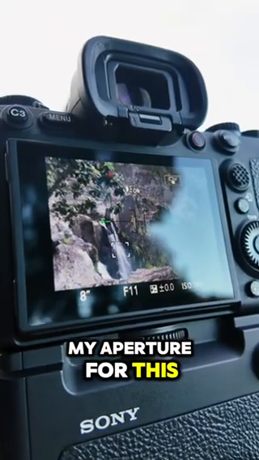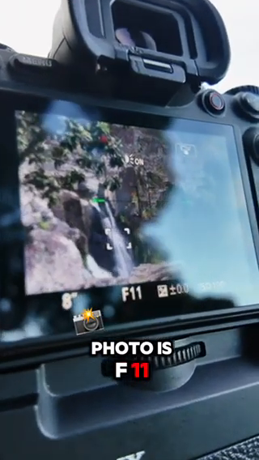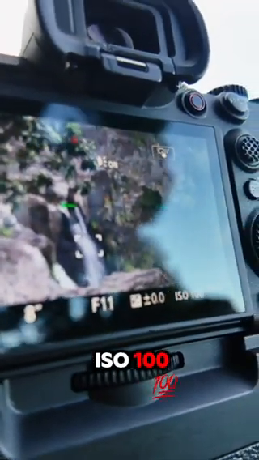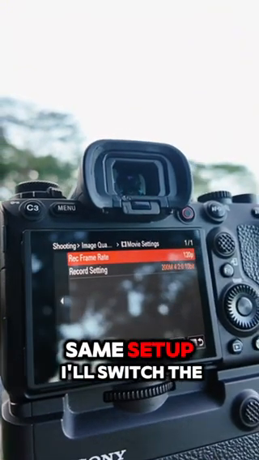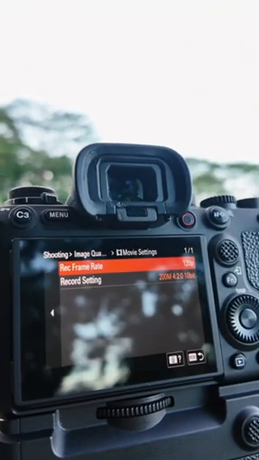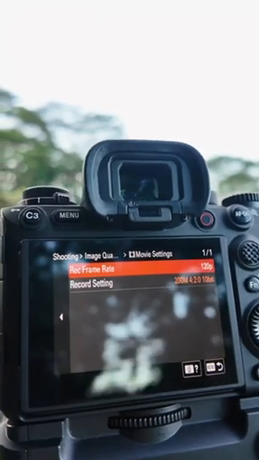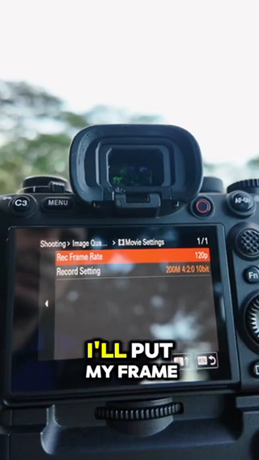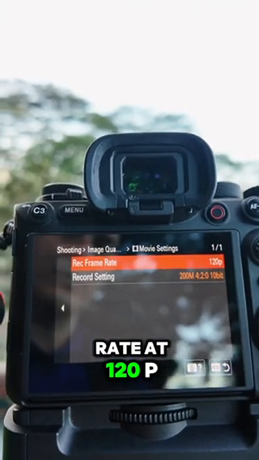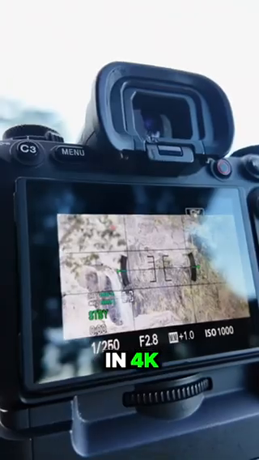My aperture for this photo is f/11, ISO 100. Now, keeping the same composition, same setup, I'll switch to video mode. I'll get super slow motion to capture the water falling off of the cliff. I'll put my frame rate at 120p in 4K.